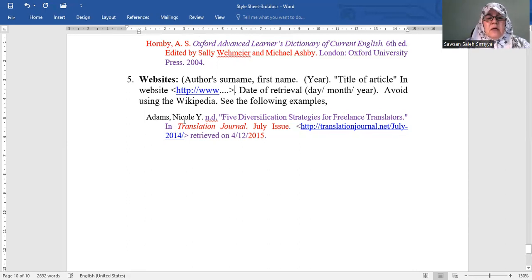See the following example, Adams, Nicole. There is no date for this site. And this is the title of the article. This is the title of the article. And the site is Translation Journal. This is the title of the site. July issue. And then you have the website, and retrieved on so and so.